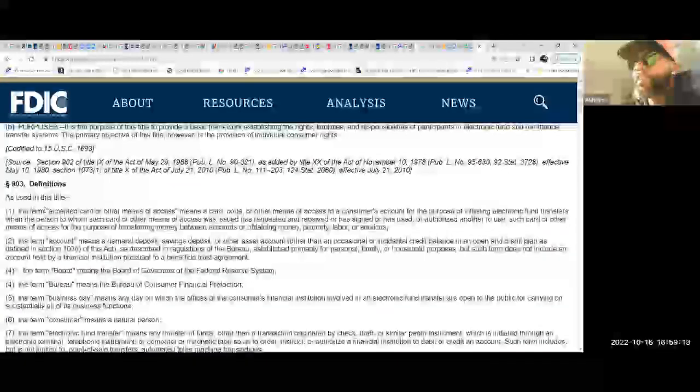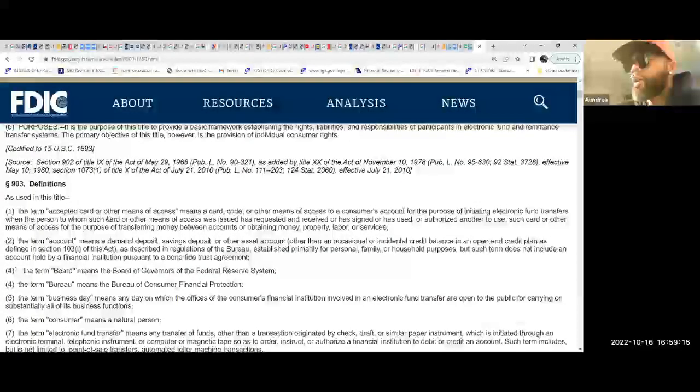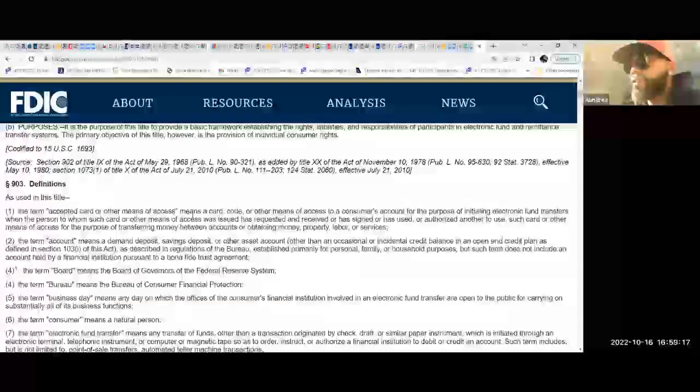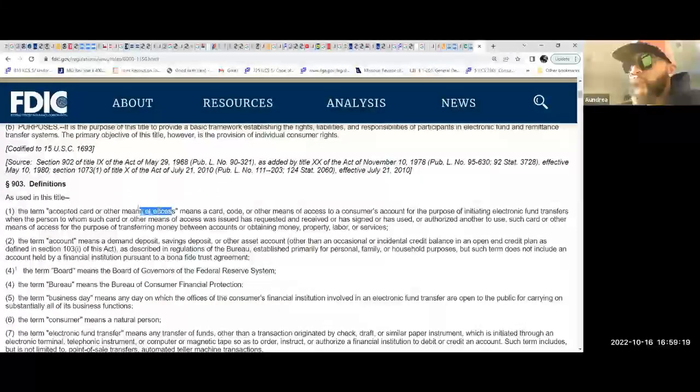In the definitions, it says the term accepted credit card or other means of access. So this is how you access the account, okay? It is with the card. All right. Now, most people don't understand that because they never read the act. The term accepted credit card or other means of access means a card, a code, or other means of access to a consumer account for the purposes of initiating electronic funds transfers.